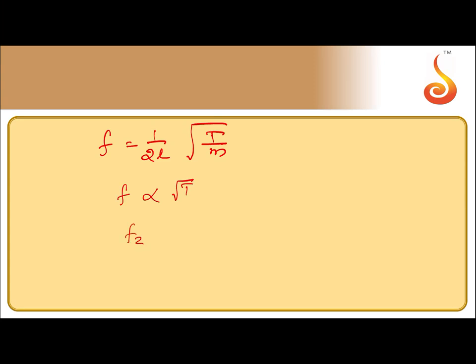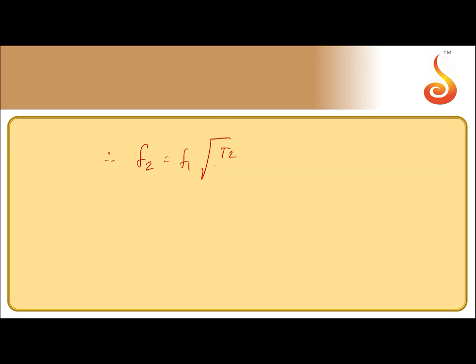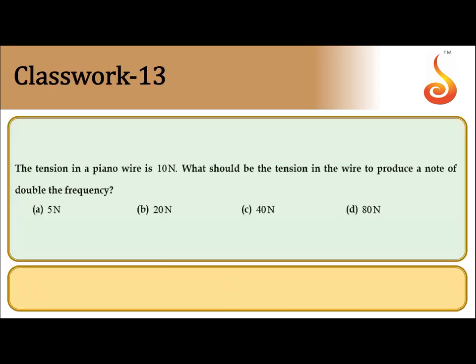That's right. So F2 divided by F1 is equal to square root of T2 divided by T1. Or I will write F2 is equal to F1 into square root of T2 divided by T1. But he says F2 is equal to 2F. So 2f is equal to f into root of T2 divided by 10, or T2 is equal to 10 into 4, that is 40 Newton. So the tension required in the wire to produce a note of double the frequency is 40 Newton. C is the correct choice.